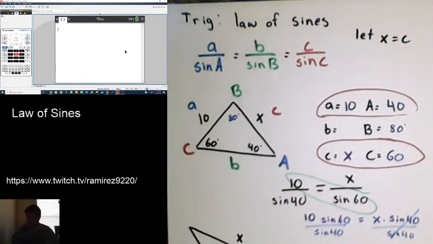So when I come here to my calculator, I'm just going to put 10 times the sine of 60. And I'm going to end up dividing by the sine of 40. And I find out that x has to be 13.4.